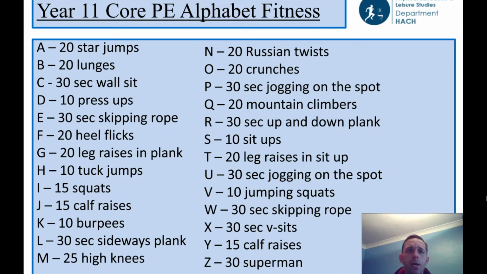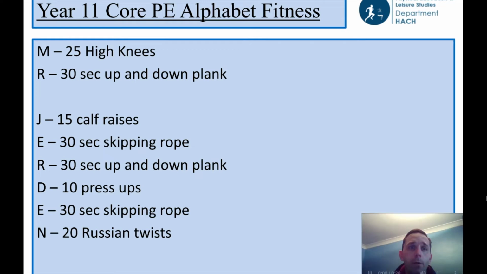So if we look at what we'd like you to do, for example, you've got a variety of different exercises depending on what letter it is. So let's look at the first letter of my name. I would go Mr. So M is 25 high knees. R, I would be doing 30 seconds up and down plank. And you get the example there for my surname of Jordan as well.